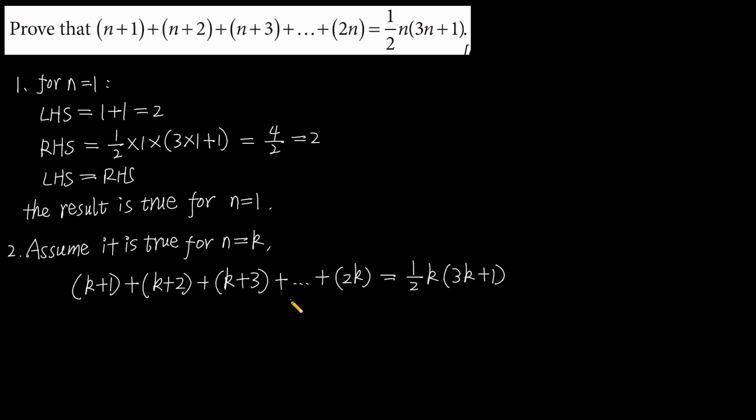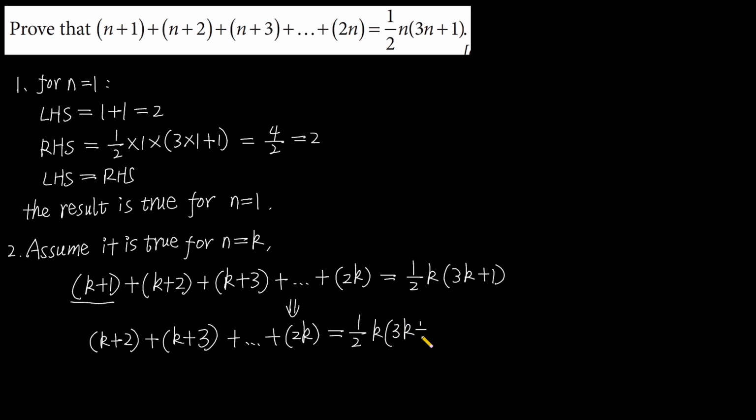From this, we move the k plus 1 to the right. We get k plus 2 plus k plus 3 plus 2k equals 1 over 2k multiply 3k plus 1 minus k plus 1. We get this one. We will use this equation later.